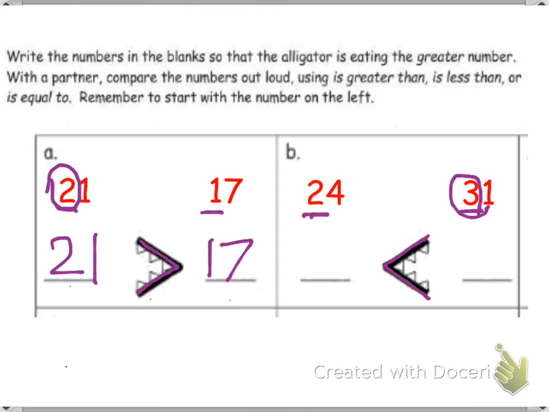The alligator is pointing to this line right here. So that means we're going to put 31 right here because that's that bigger number. That's the number that the alligator is going to eat. That bigger number, which is 31. And then we'll put 24 on this side.